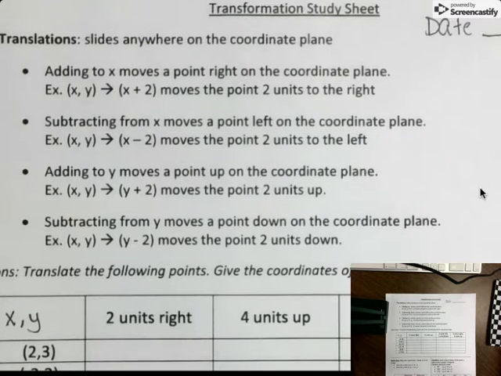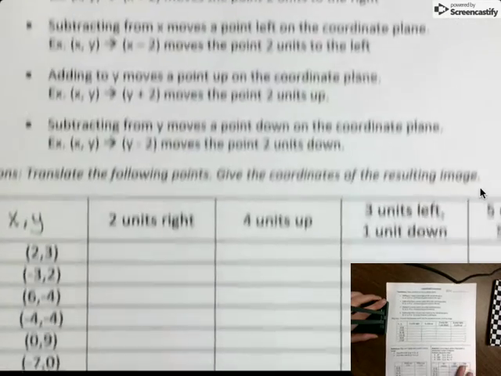All right, so at the top, it just talks about adding or subtracting from x and what that would look like, whether it goes right or left, because the x-axis goes left and right. The y is the opposite. The y-axis goes up and down, so adding or subtracting moves it up and down, okay? So let's look at the next part.